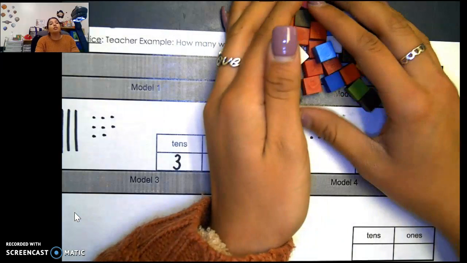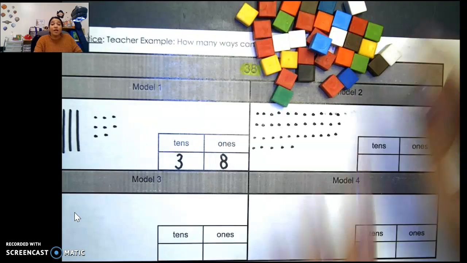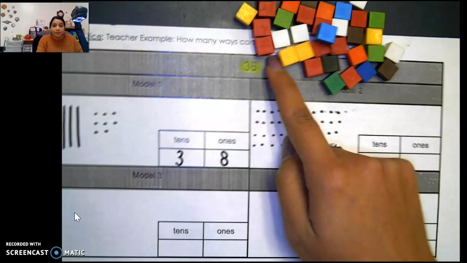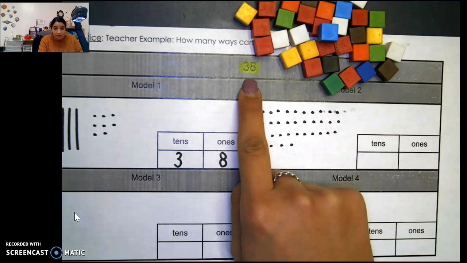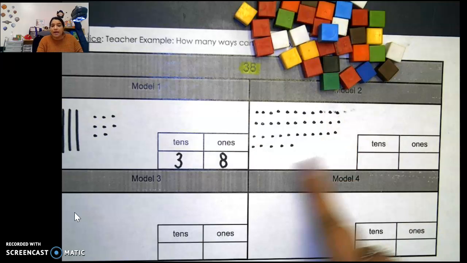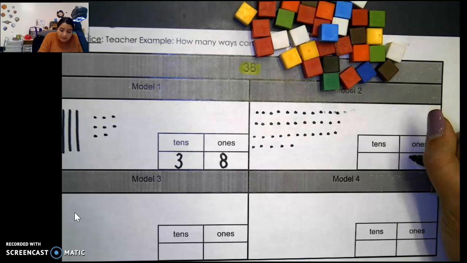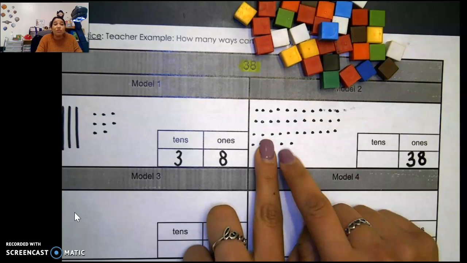But that took a long time. Yes? So it took a while, but I still got 38 because 38 ones still gives me the number 38. So I don't have any tens, I just have ones. So in my ones place, I'm going to put 38 because I got 38 ones and I drew 38 ones.